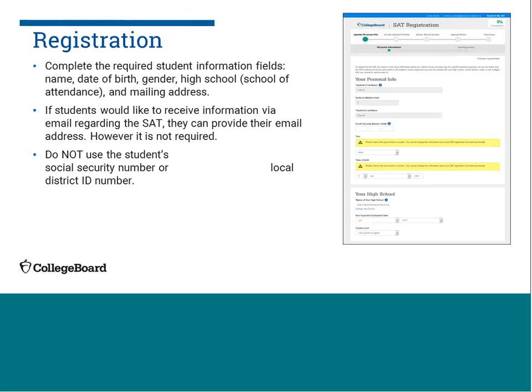And those fields are the student name, and this should be their legal name or the same name that the school has for the student, the date of birth, their gender, their high school, and here we're asking for the school that they attend, so your school's AI code, and their mailing address. If students would like to receive information about the SAT, they have the option to also add their email address. That is not a required field.